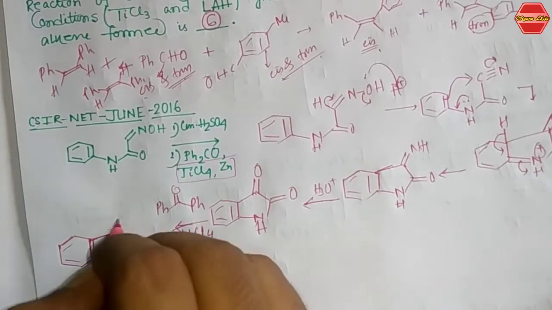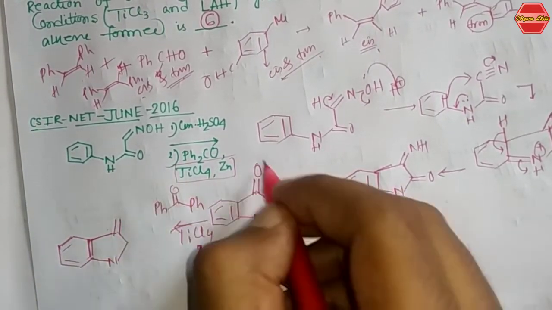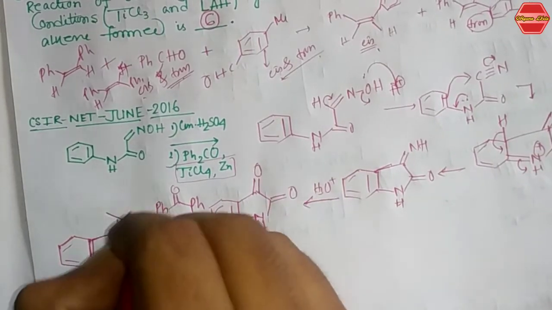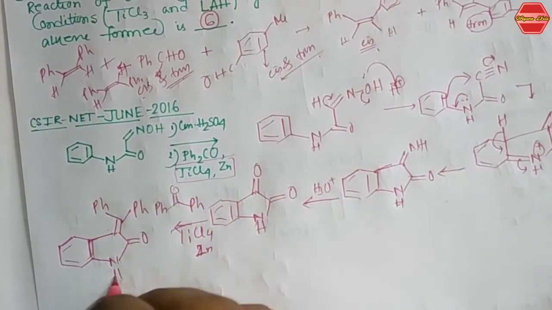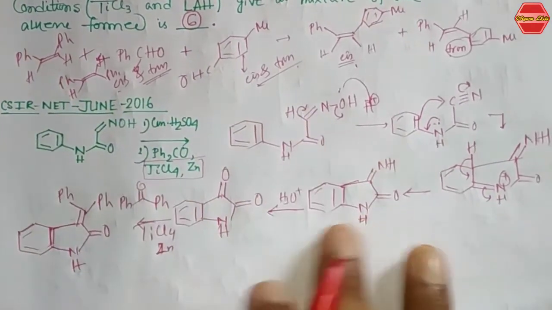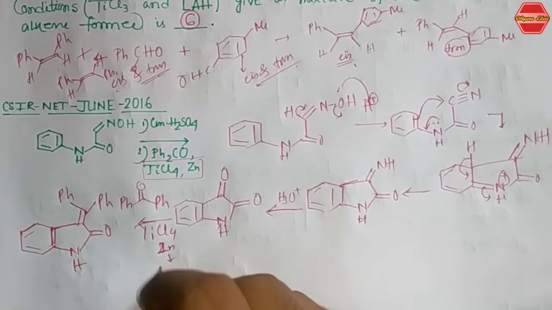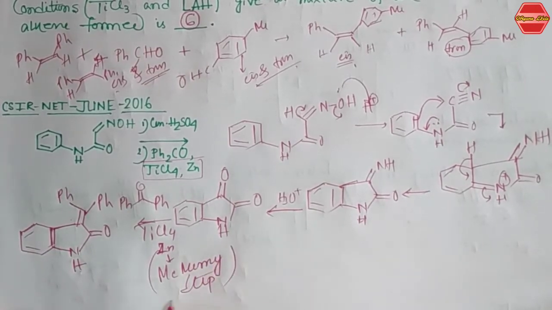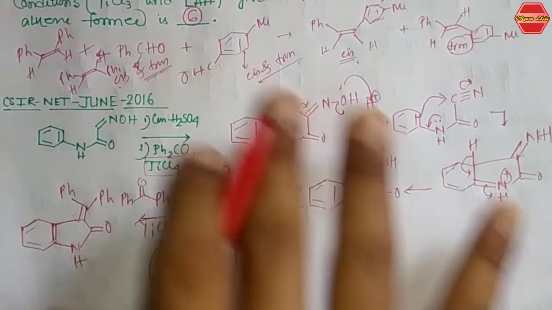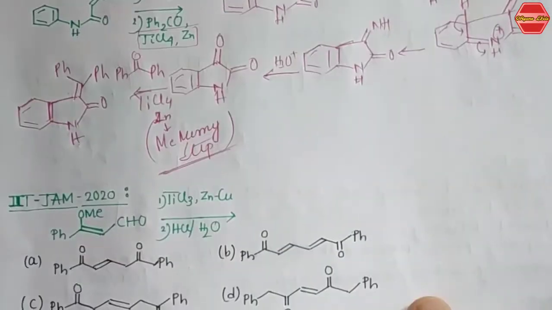That is this Ph2CO can couple with this one, and that is how you can get an alkene over here, and you are getting the final product like this, right? So this is your final product that you get. This is your McMurry step. So this is how the tricky and important question was, right?